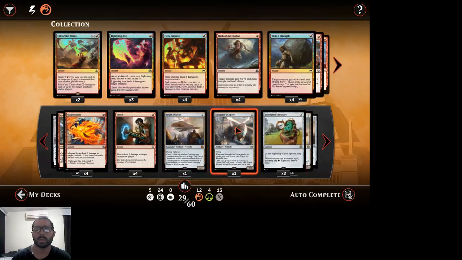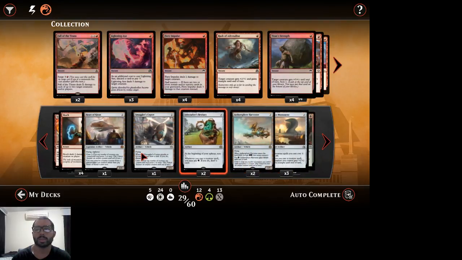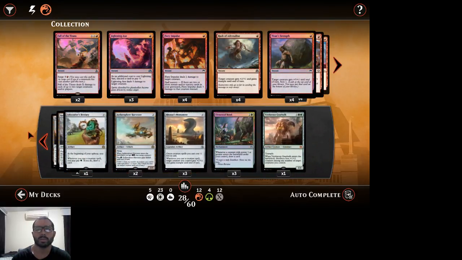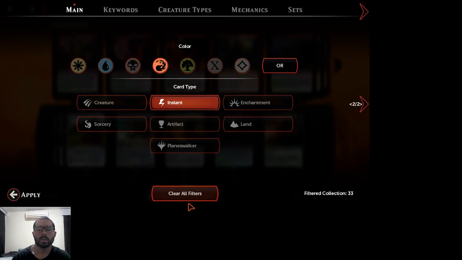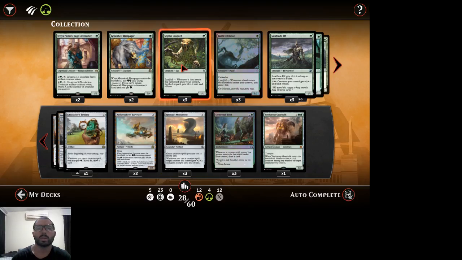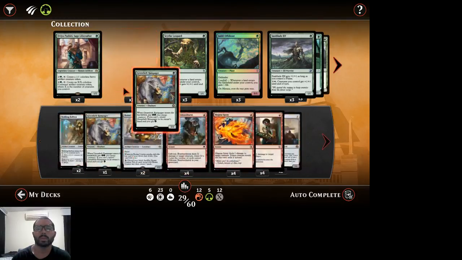Sorcerer. Anything else has to be creatures. That'll be 17. There we go. Creature. Green. 1, 2.